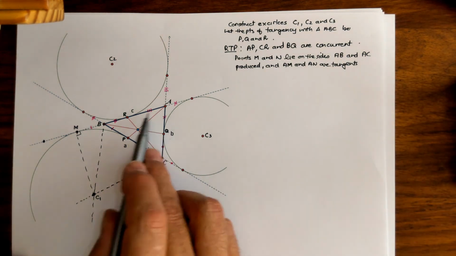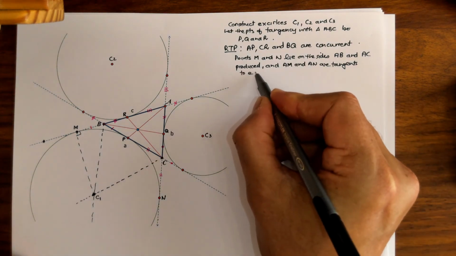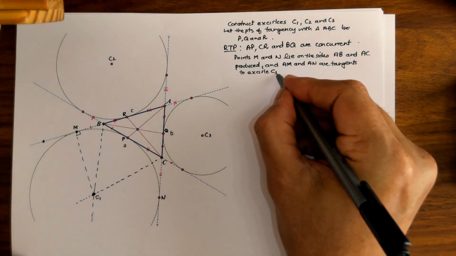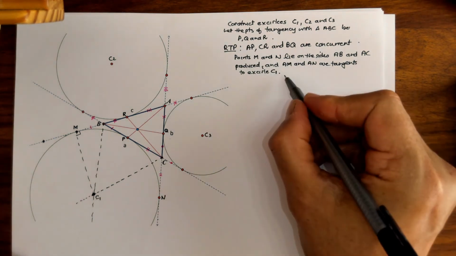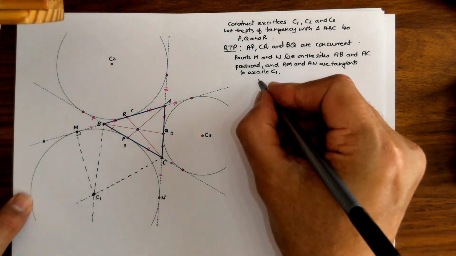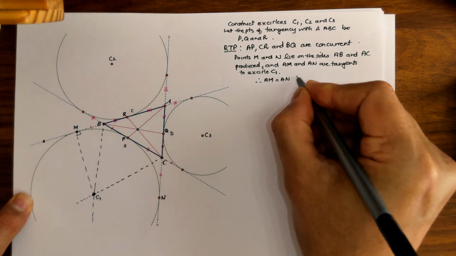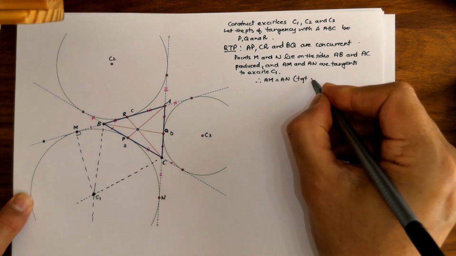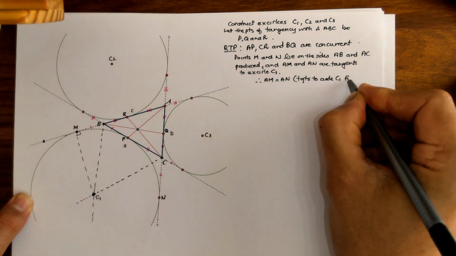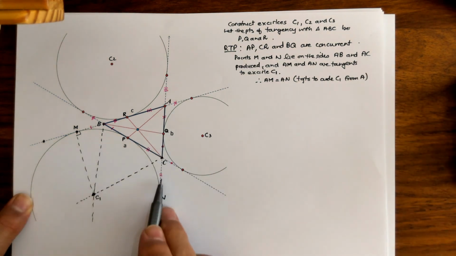AM here and AN are tangents to the E or X circle C1. That is by construction, or by constructing the E circles. Okay, so what do we know? Therefore, AM will equal AN. They are tangents to circle C1 from point A. Okay, they're tangents from the same external point.